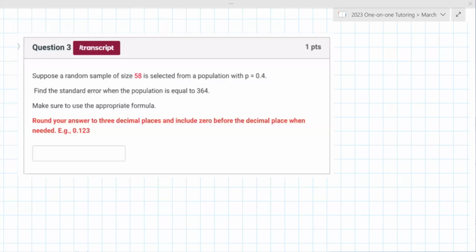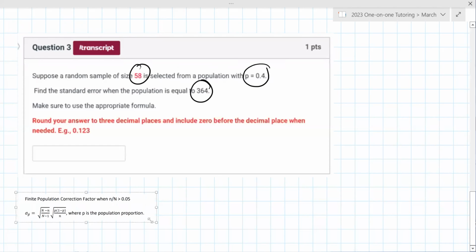Suppose a random sample of 58 is selected from a population with P equals 0.4. Find the standard error when the population is equal to 364. Make sure to use the appropriate formula. So we just did this, which is nice. Same equation, it is just the sigma P part, which would be nice to do this one first.